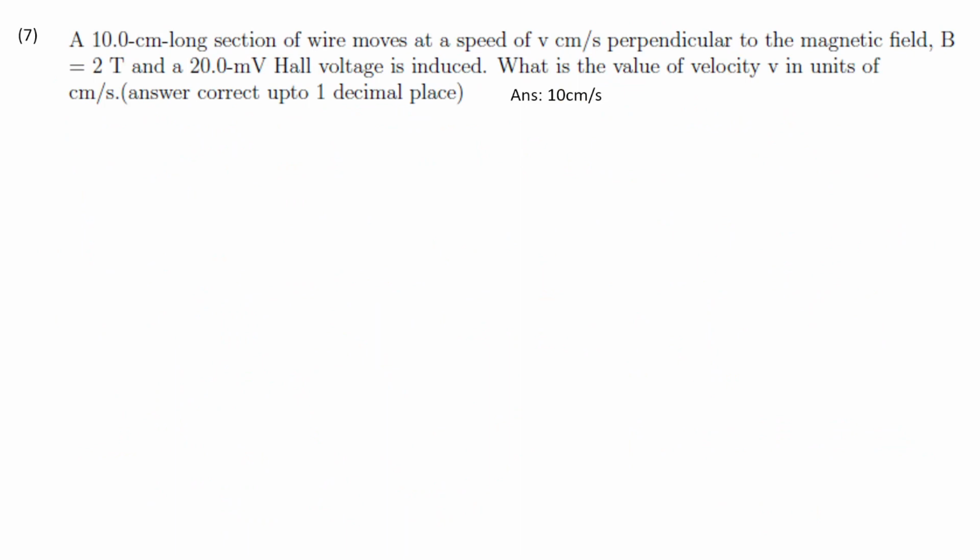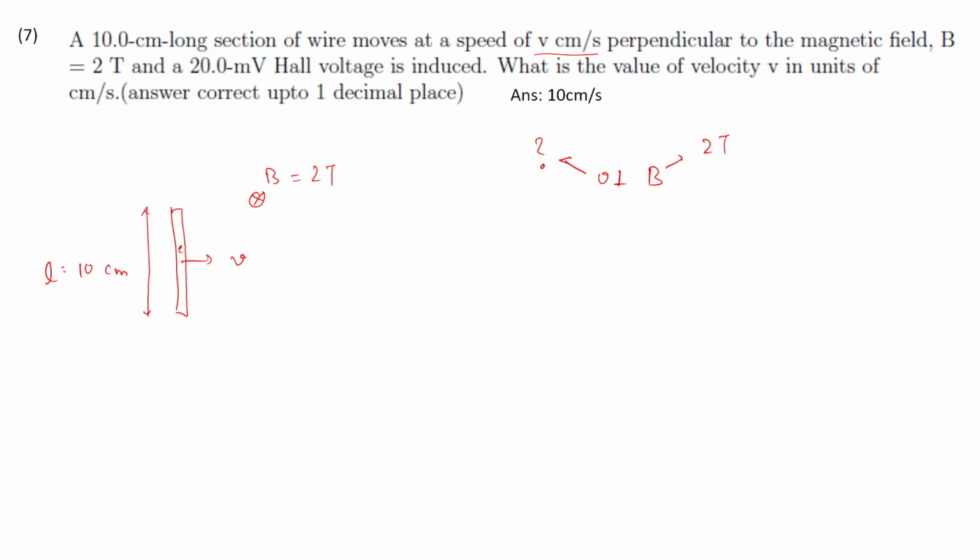Now let us look at this particular question. So wire is moving at the speed v centimeter per second perpendicular to the magnetic field. So velocity is perpendicular to the magnetic field, and B is given as 2 Tesla. Velocity we have to find out, and there is a Hall voltage given. So suppose there is this rod and it has 10 centimeter length, L equal to 10 centimeter, and magnetic field, let's say it is going into the page or into the screen, is equal to 2 Tesla, and the velocity is in this direction.